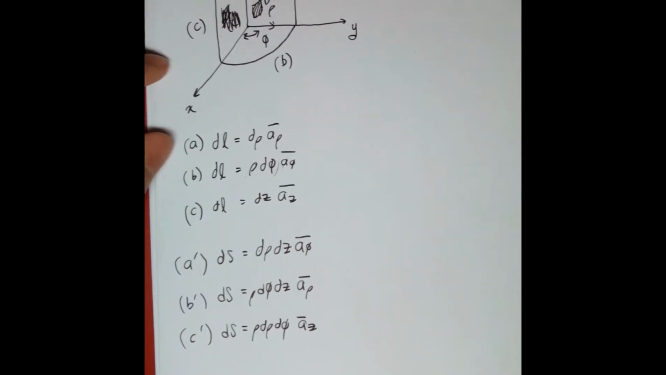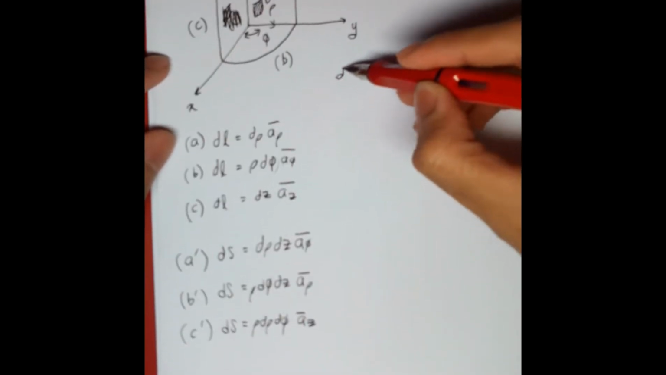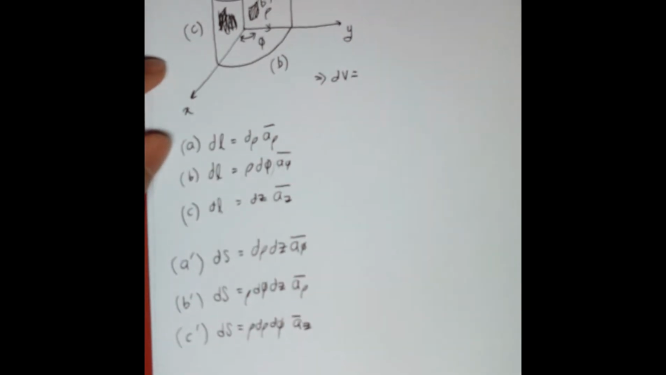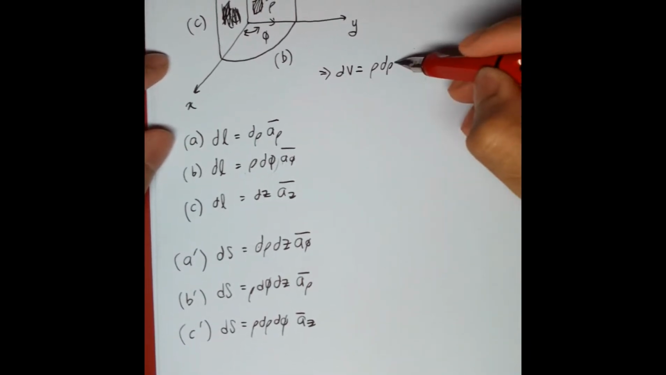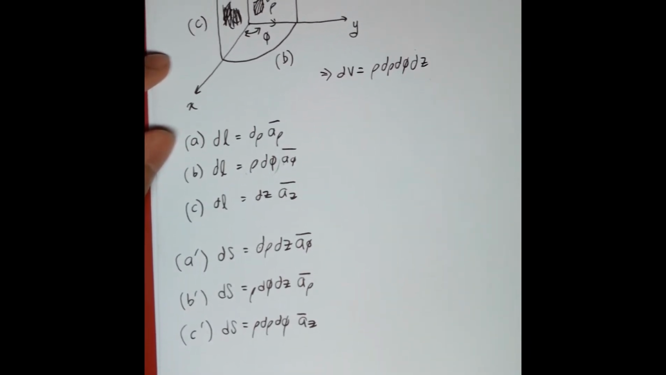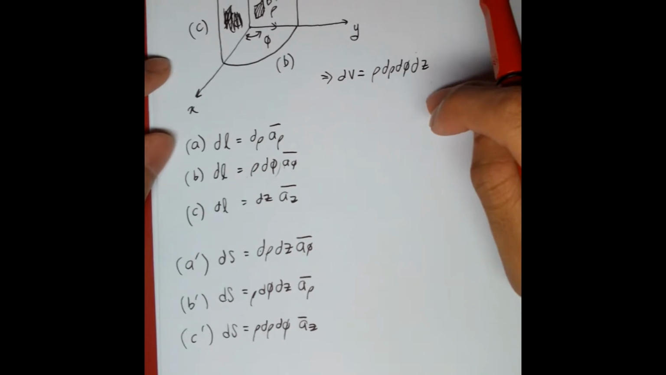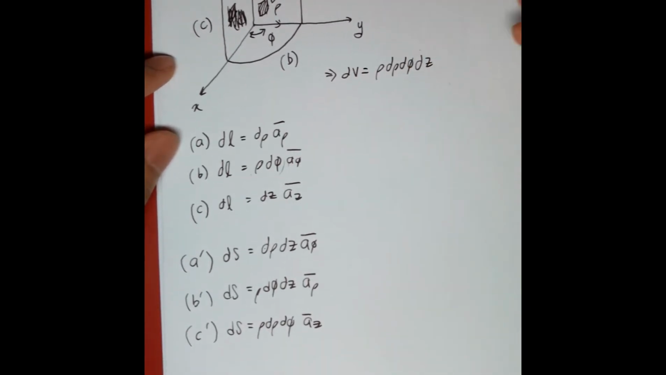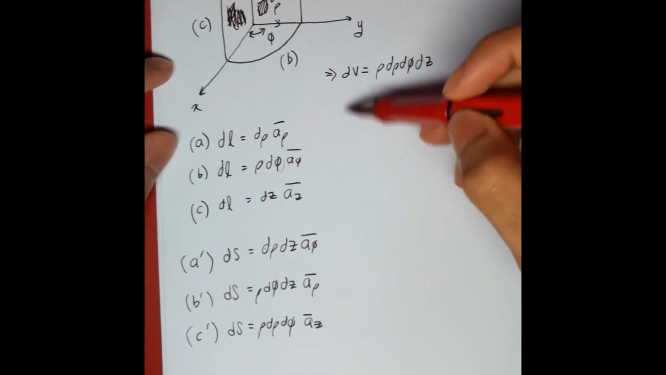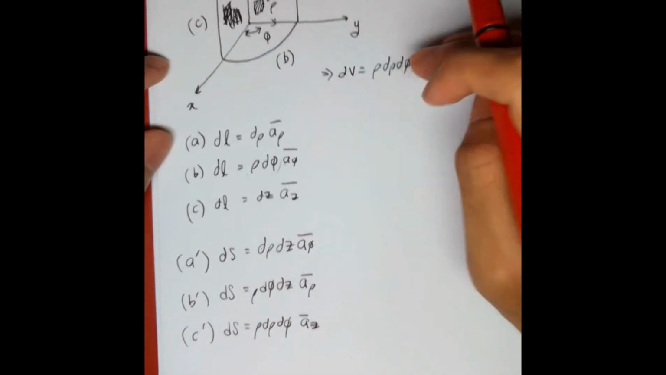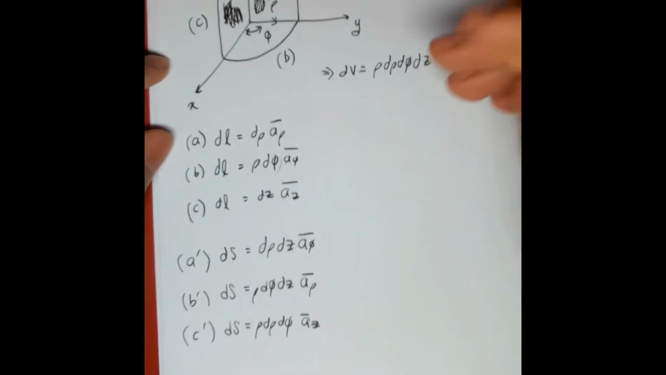Now for the differential volume, you can tell that it is rho d rho d phi dz. Now this is the differential volume. From this differential volume, we can actually get the volume of the cylinder if we integrate both sides. On the left side, it is a single integral. On the right side, we triple integrate it.